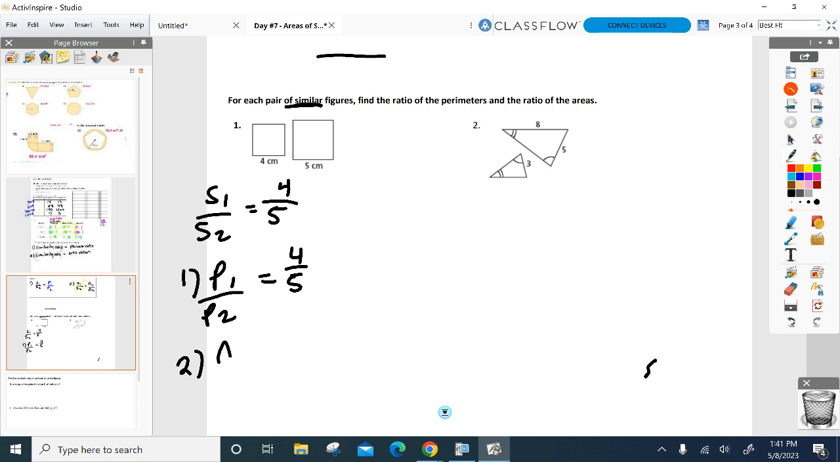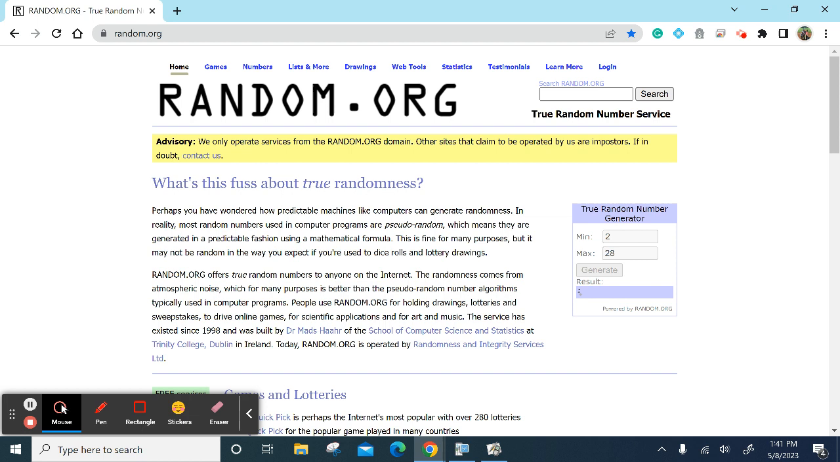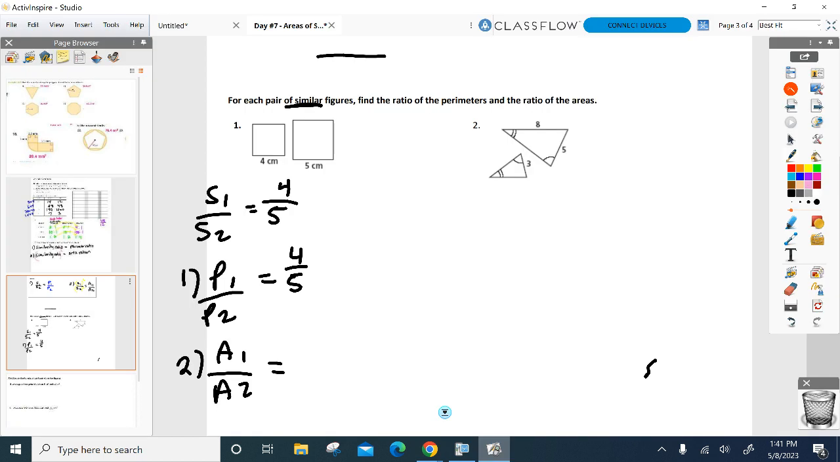All right, what about the areas then? Or the ratio of the areas? A1 over A2. How do I get those values? 16 over 25. How'd you get it? Square them, yes. 16 over 25.